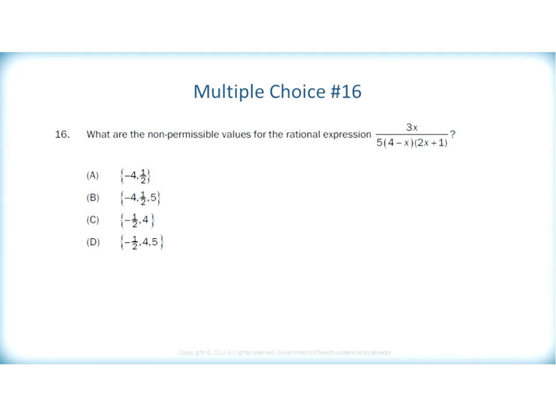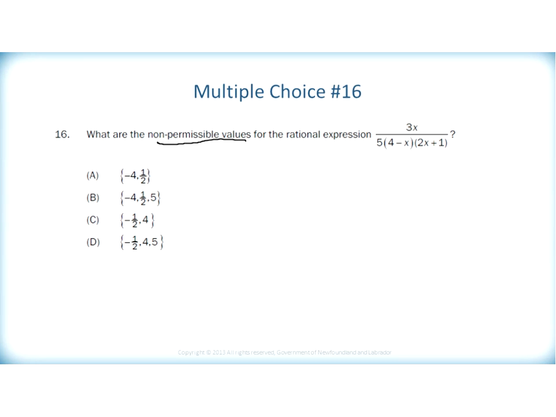So let's look at multiple choice number 16. Once again, you may want to pause the clip at each question and attempt it on your own before I do the solution. What are the non-permissible values for the rational expression 3x over 5 times 4 subtract x times 2x plus 1?